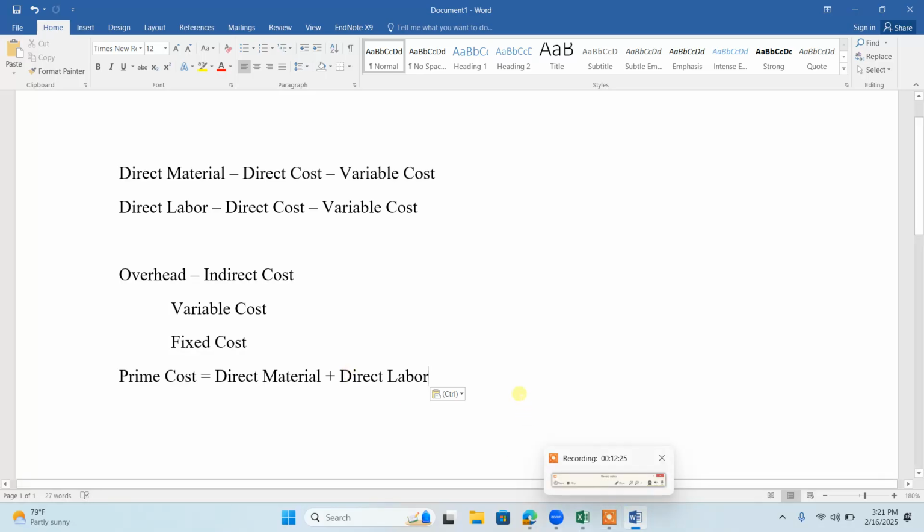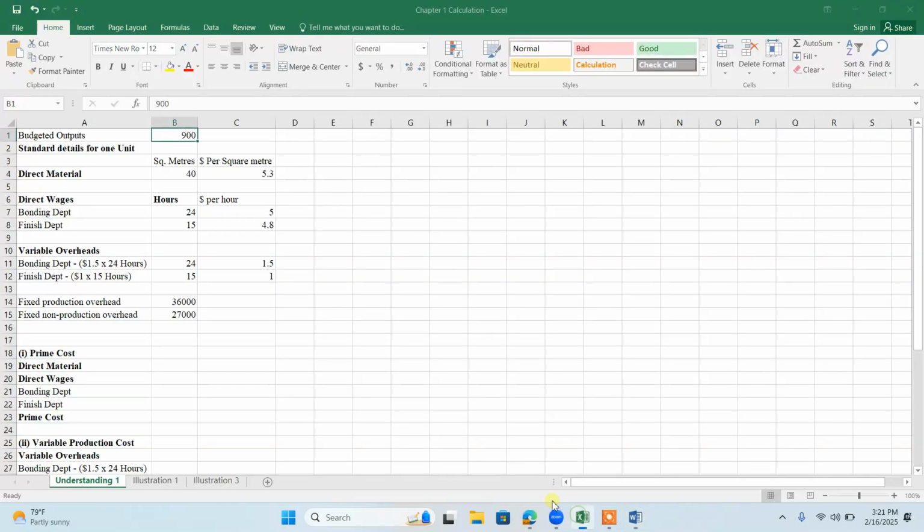Sorry, total direct cost. Now let's calculate the direct material cost. For 1 meter they will charge 5.3. So for 40 they will charge the total of 212.